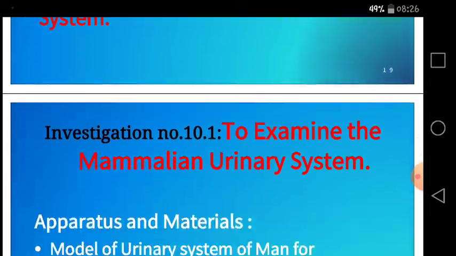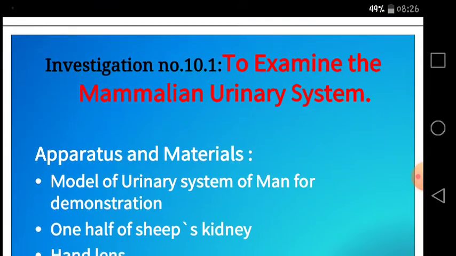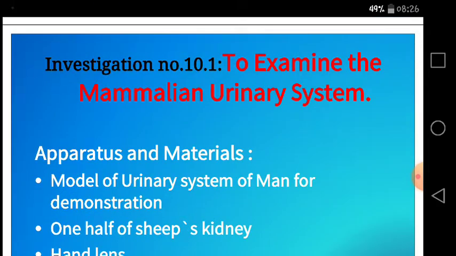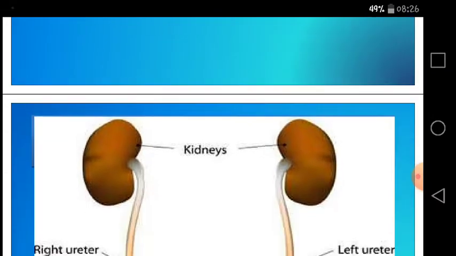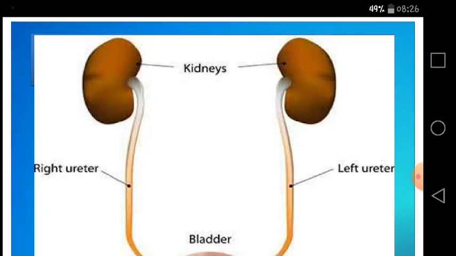So we are going to start the investigation 10.1. We have to examine the mammalian urinary system, and for this purpose we need the apparatus and the materials as follows: a model of urinary system of man for demonstration, one half of sheep's kidney, and a hand lens. Dear students, first of all, I would love to discuss the urinary system of man.